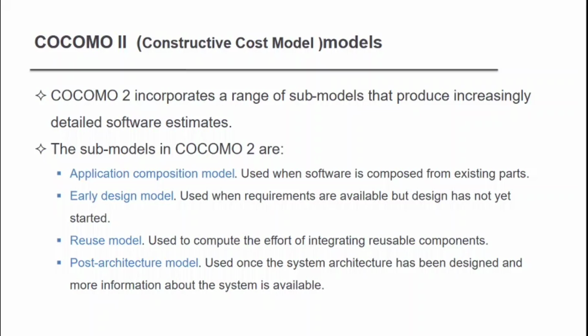The reuse model is used to compute the effort of reusable components from existing software or from an existing application. The post-architecture model is used once the system architecture has been designed and more information about the system is available. So these are the four sub-models of the COCOMO II model: application composition model, early design model, reuse model, and post-architecture model.